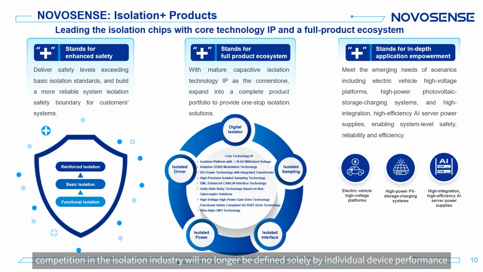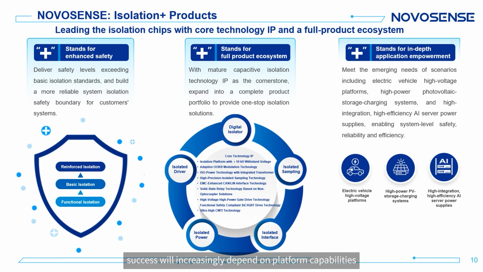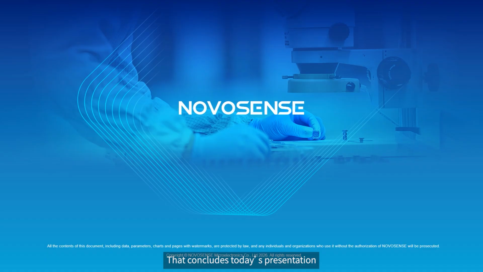Looking ahead, competition in the isolation industry will no longer be defined solely by individual device performance. Instead, success will increasingly depend on platform capabilities, system expertise, and ecosystem strength. Through the Isolation Plus strategy, NOVOSENSE aims to deliver unique value and help customers build safer, more reliable, and more efficient systems. That concludes today's presentation.